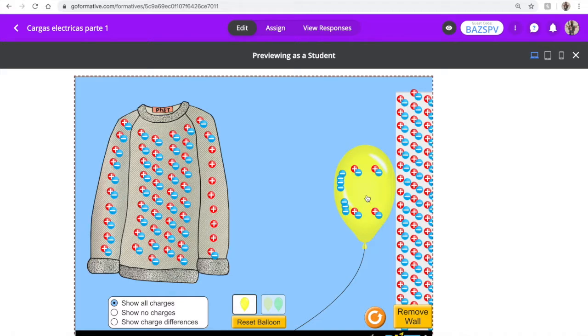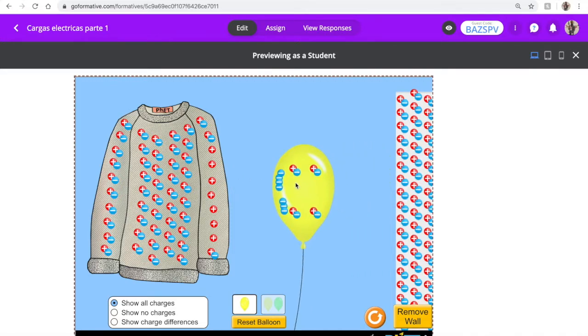That means what? That the new electrons that the balloon has right now came from the jacket. I mean, there are no electrons, no negative charge, that are being created. The negative charge from the jacket moves from the jacket to the balloon. Now, this is the problem.